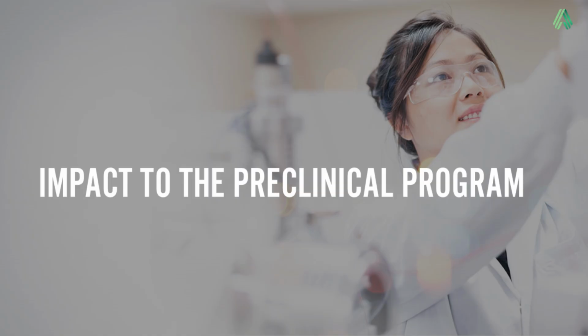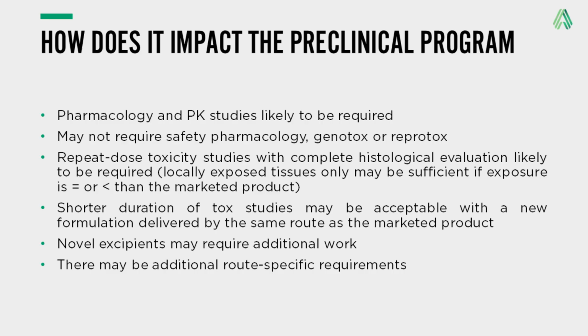So how will taking a 505(b)(2) route impact what is required for a preclinical safety program? Here are a few common examples for illustration. In general terms, some pharmacology and PK studies are still likely to be required, but the safety package will be much less extensive than that required for a novel drug, and will likely not include safety pharmacology, genotox, or reprotox studies, to name a few.